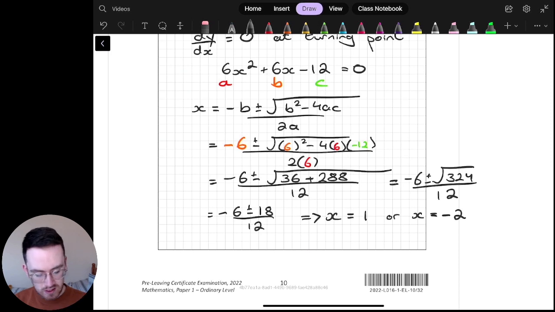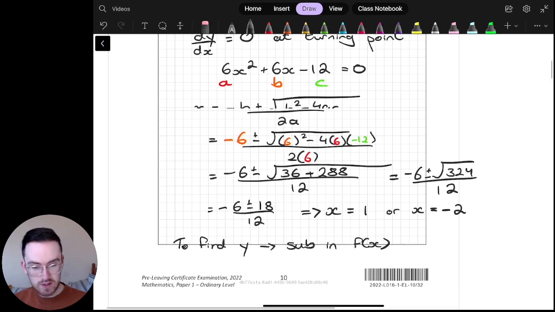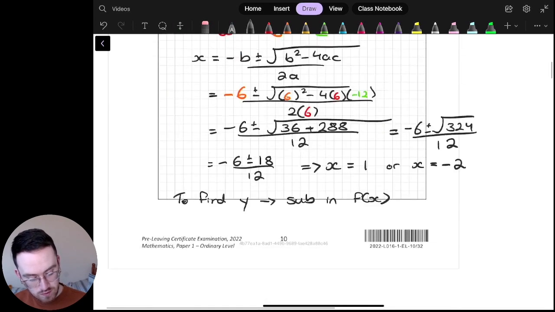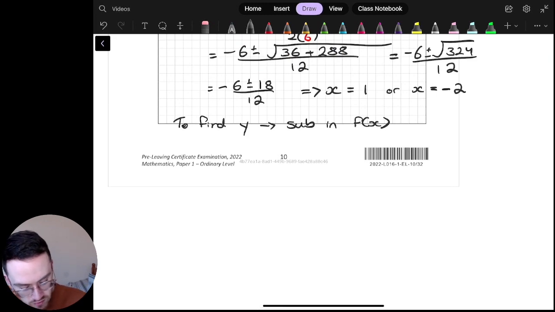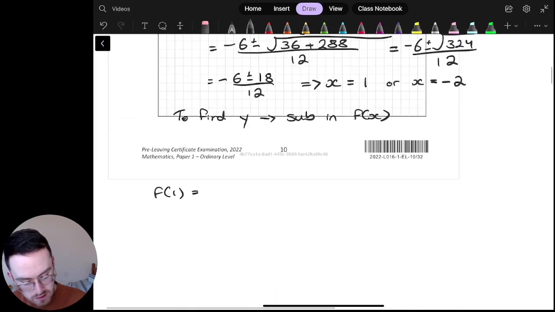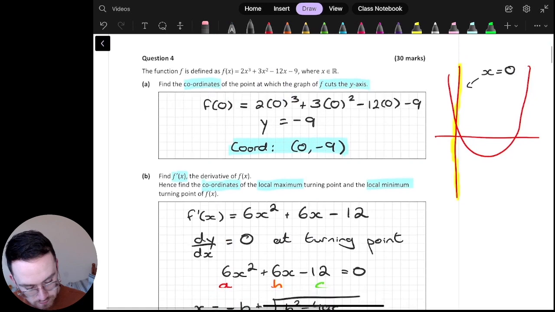Okay, we can find the y coordinates. So to find y, sub in to f of x. To find our y values, we're going to sub into f of x. Let me just move this down a little bit to give myself more room for this question. So first of all, we'll do f of 1. Going back up to get our original formula, 2x cubed plus 3x squared. Let me just write it here: 2x cubed plus 3x squared minus 12x plus 9 minus 9.